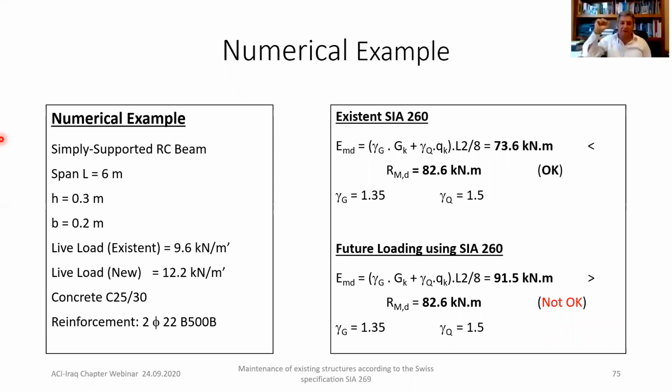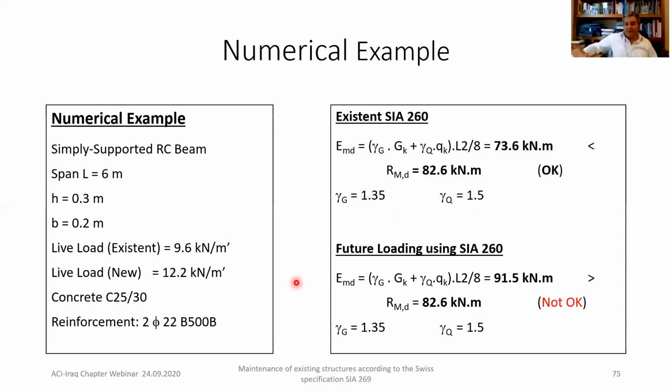The old live load for each meter long is 9.6 kilonewton every meter, and the new live load that we will update the live load to is 12.2. You have the type of concrete and reinforcement. So if we are working with the original beam as a new structure, everything is okay, because the effect of the moment is less than the resistance of the concrete. We note that we are using this.